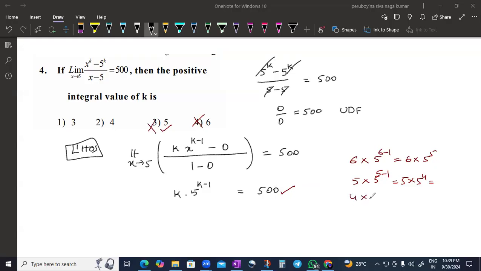Next we will try 4. So k value is 4, 5 power 4 minus 1. So 4 times 5 cube. 5 cube is 125. So 4 times 125 is 500. So this is the correct answer. This is also wrong.